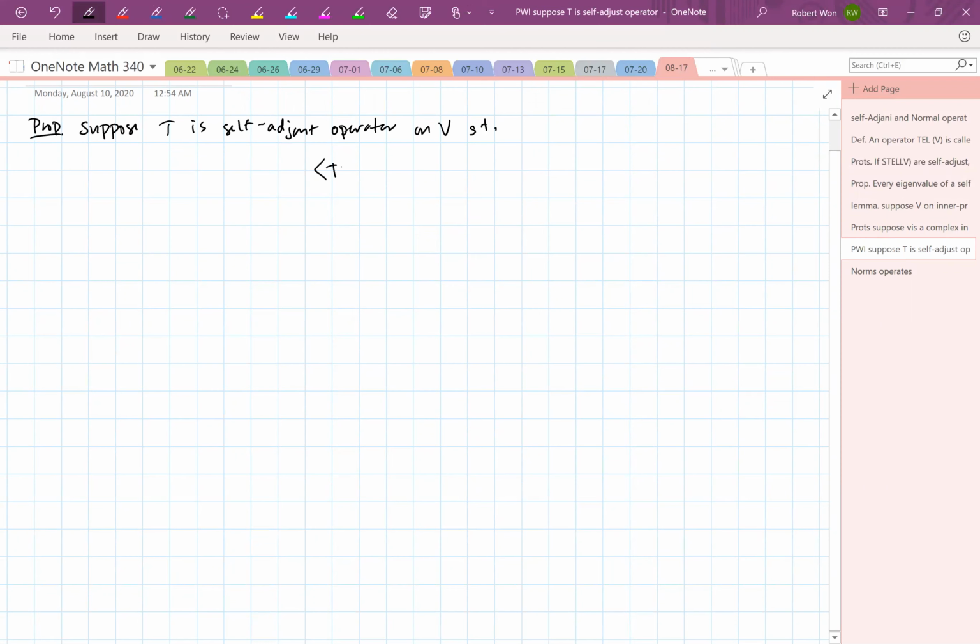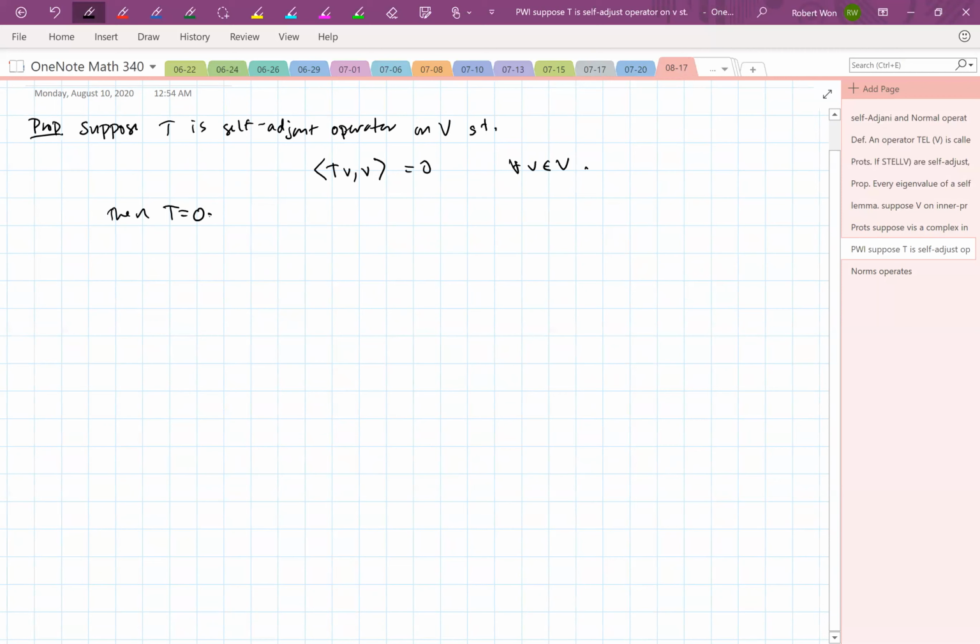You'll see in a second why I skipped past this in the notes. If you're a bit sleepy, which I am right now, you're liable to skip past this. So suppose that T is a self-adjoint operator on V, such that the inner product of T v, v is zero for every v, then T is the zero operator.